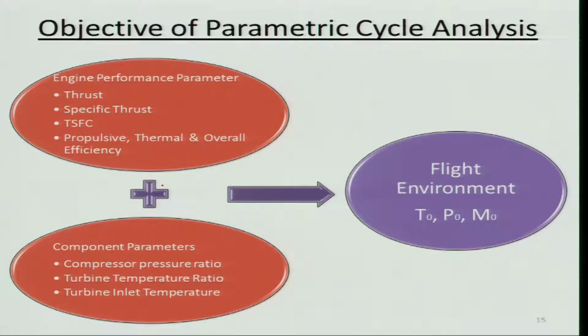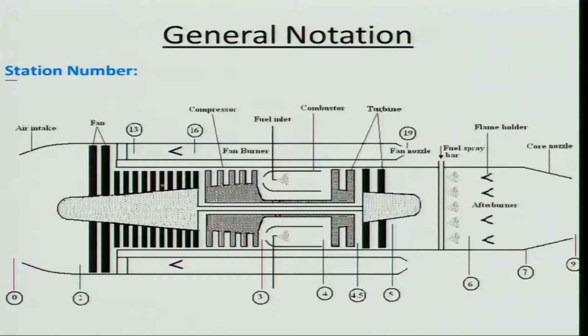We will be looking at how the flight environment, or I call it the flight envelope, will be affecting the performance of the engine. So, if you look at the whole gamut, this is what we will be looking at in parametric cycle analysis. I assume that you may not have looked at things this way, because this can be used as a very important tool for a designer of an aircraft engine. So, we will be looking at that.